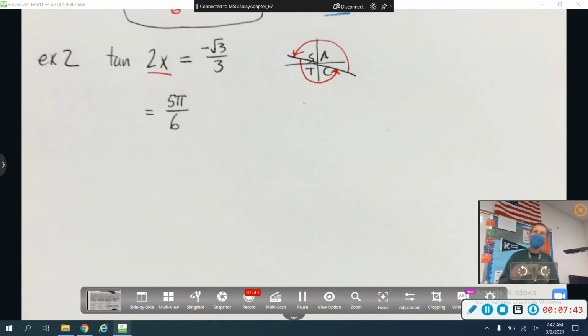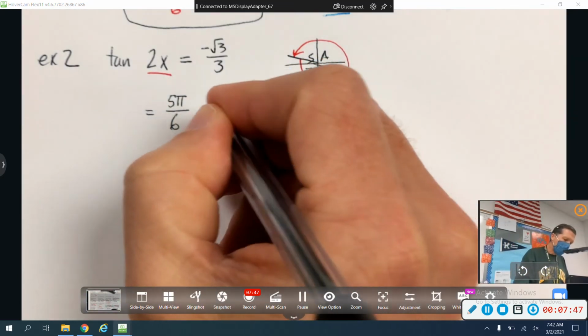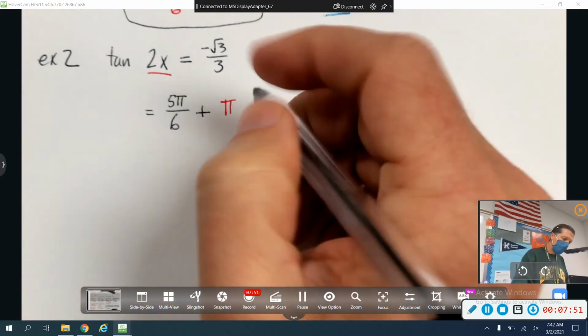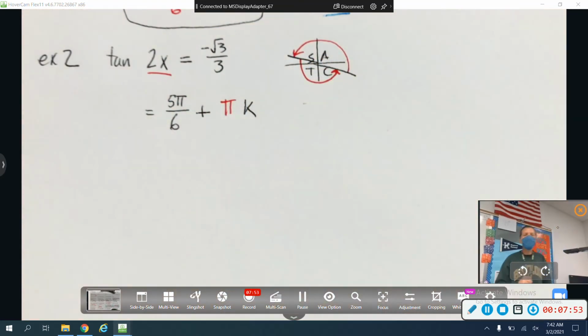So I only need to pick off one answer from the unit circle, and instead of adding 2 pi k, I'm going to add pi k. Because if I can land at one answer, if I go pi away, I'll be at the other answer. So tangent's a little bit tricky. I guess maybe it's easier because you only have to do one answer. But then it's plus pi k instead of 2 pi k.